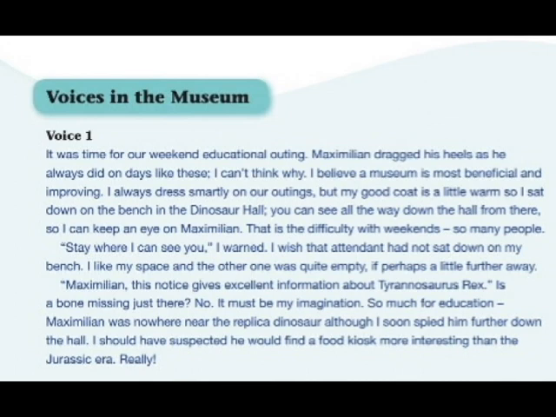You get me? Who is the speaker? Who is the narrator here? Yes, the old lady. Okay, and she was in search of her son or grandson Maximilian. Do you understand the first voice?